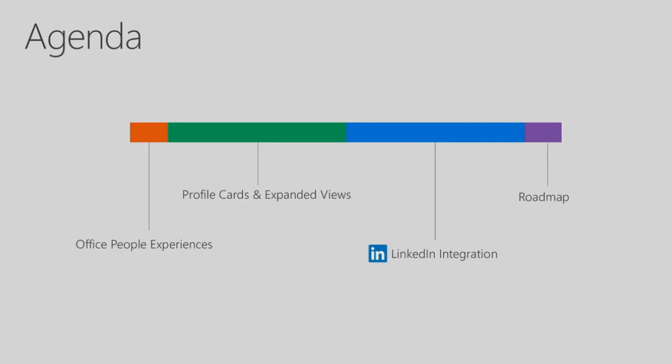And then Doug will go into the current experiences that are rolling out in Office 365, whether it's the profile cards or the expanded views; we'll get a quick background. And then I'm going to talk about how LinkedIn ties into this, how we are integrating LinkedIn for the first time within Office 365 in a native experience. And we'll talk about some of the scenarios we're tackling there. And then we'll do a quick look at our roadmap, since we're really starting the journey with LinkedIn integration scenarios, and there's a lot more to come as well.